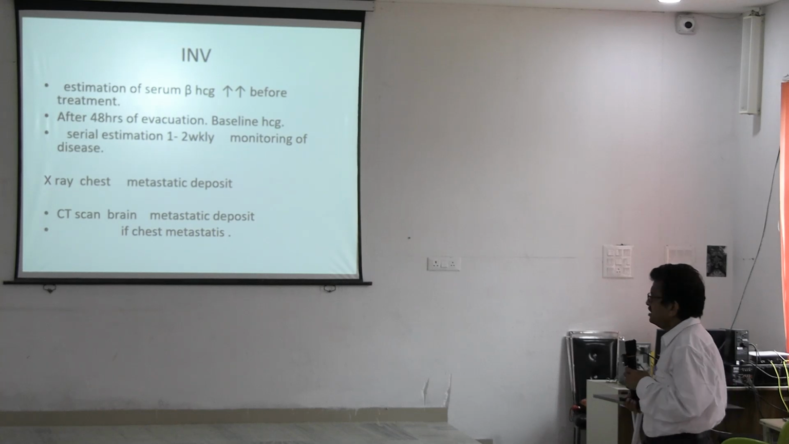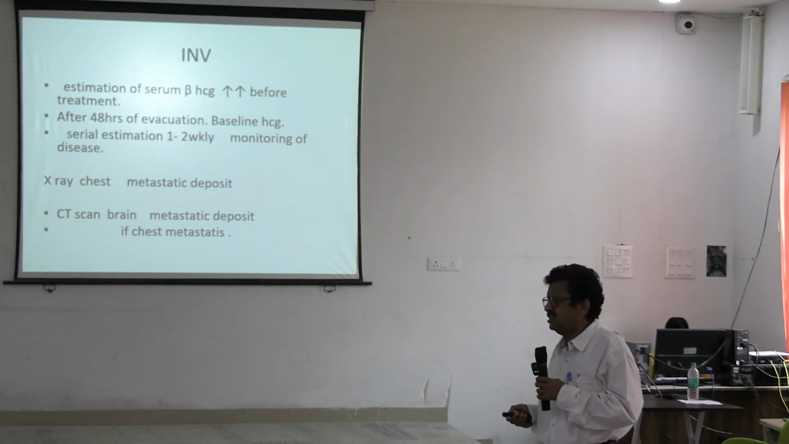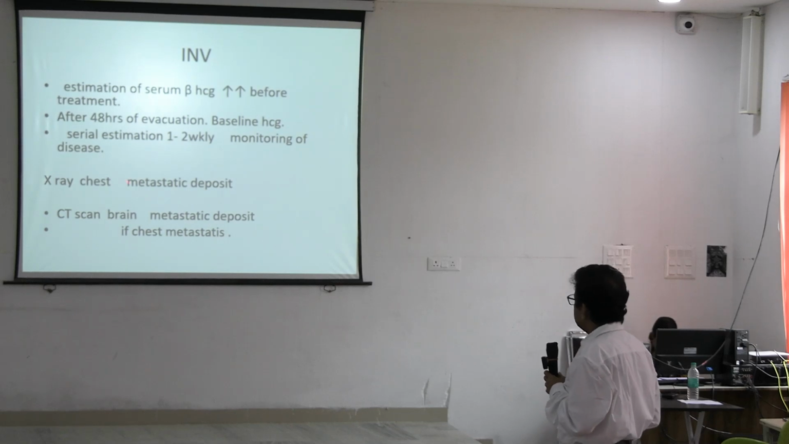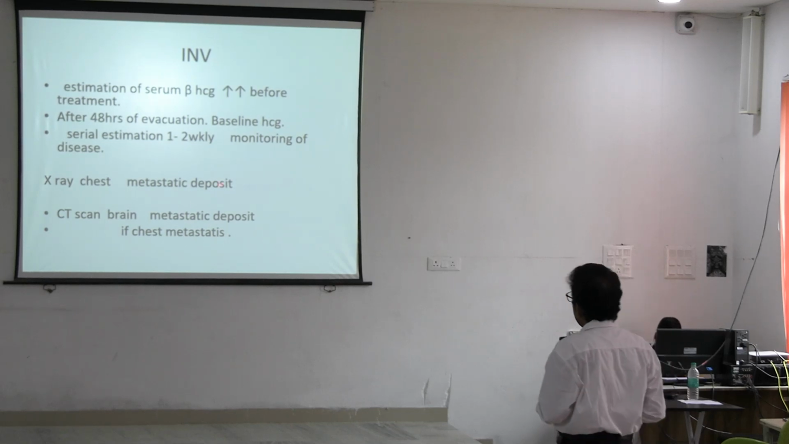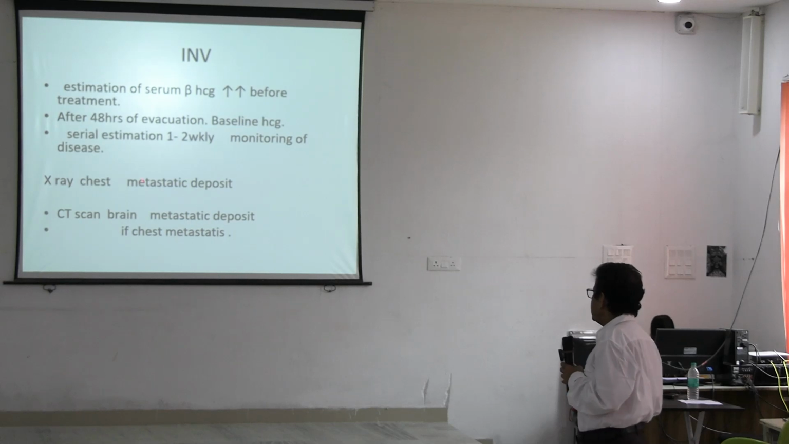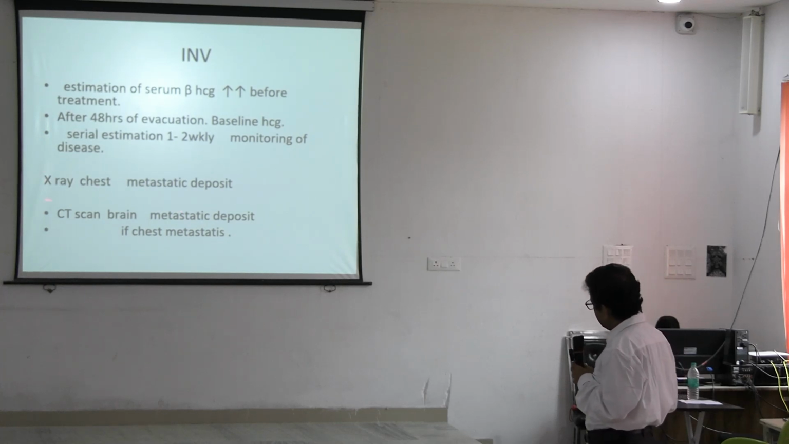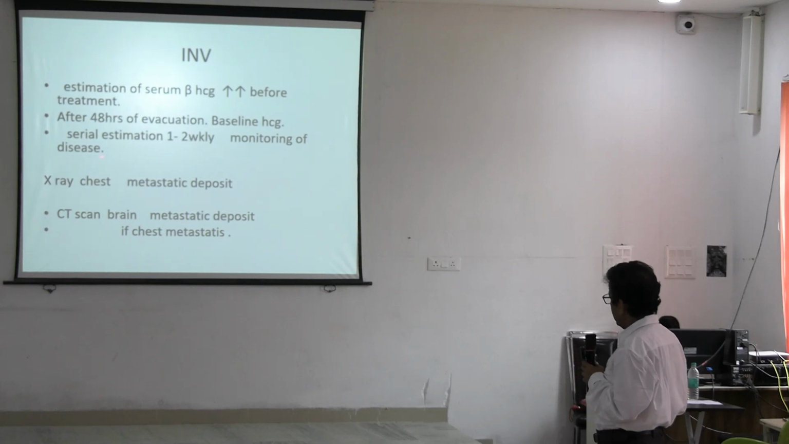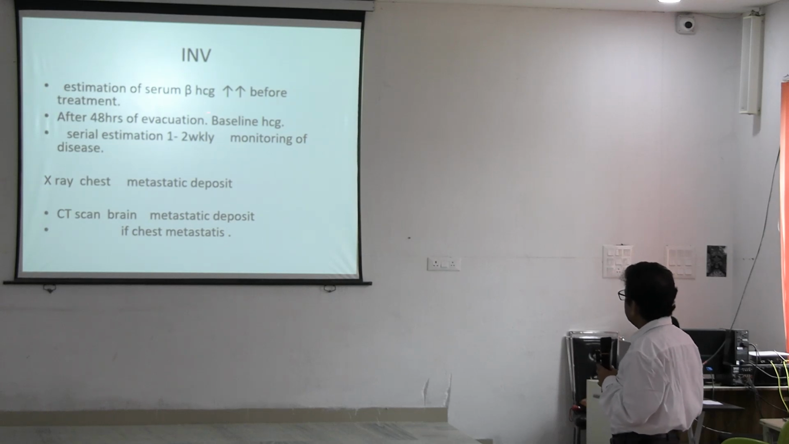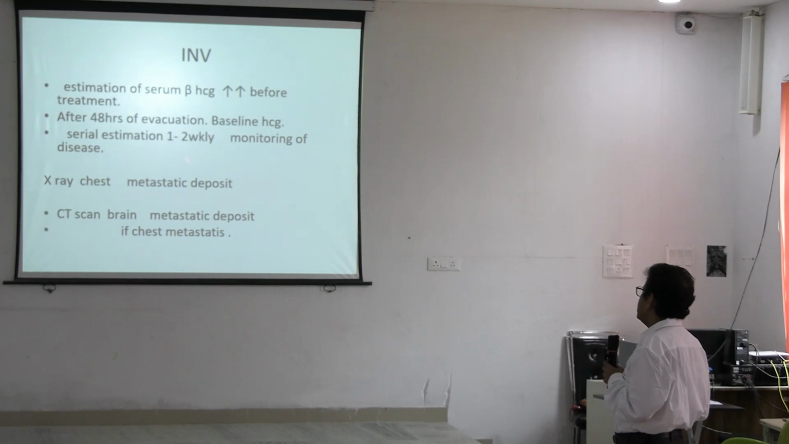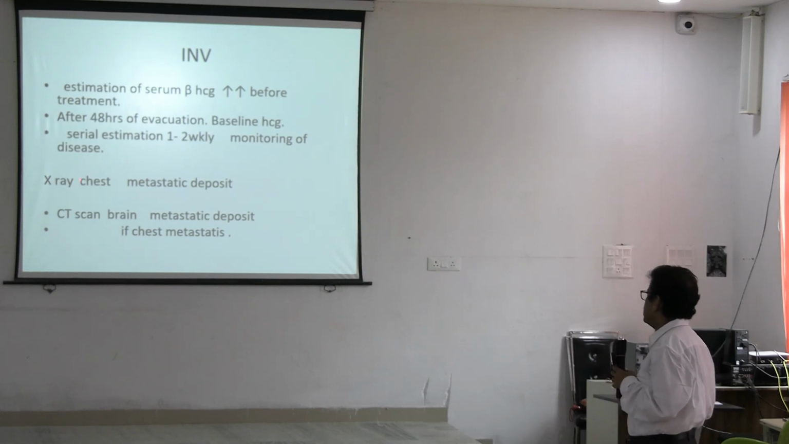X-ray chest is done to see whether there is metastasis or not. Molar tissue can embolize, enter the vascular tree and lodge in the lung, or it may be that from the beginning there was a malignancy which has metastasized to the lung. So X-ray chest is to be done as a baseline investigation. If there is metastasis or invasion of the myometrium, that indicates you are possibly dealing with a malignant case, not the benign one.